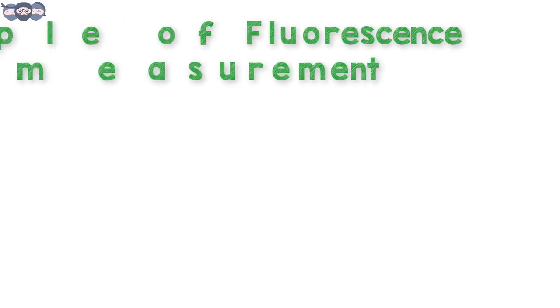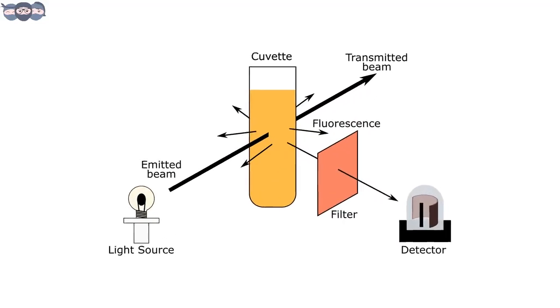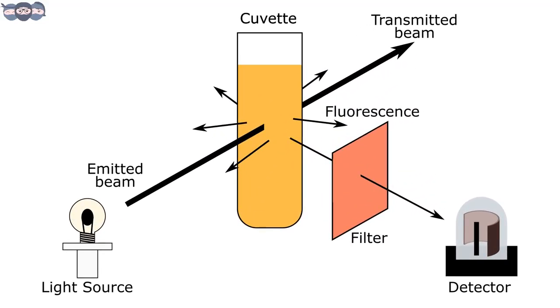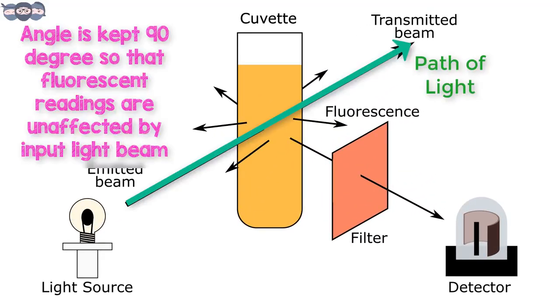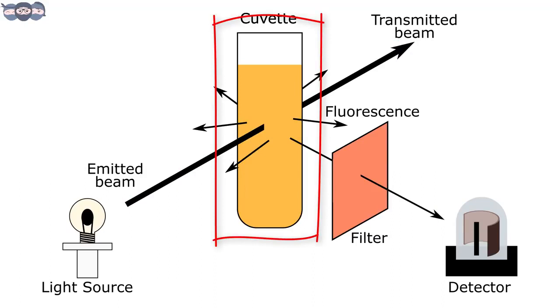Now let us try to understand the principle of fluorescence measurement. Again, we can refer to the diagram shown here. As seen, the detector is placed perpendicular to the light path of the emitted source. The analyte is placed in the cuvette.